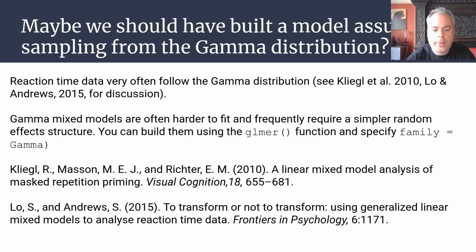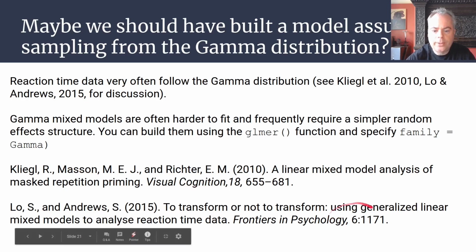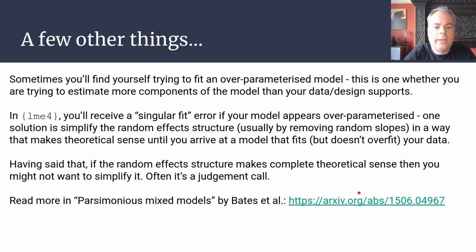There are a couple of great papers I'd recommend you have a look at if you're interested in understanding a bit more about why we should be using, say, the gamma distribution for reaction time data rather than log transforming our data. This one down here, the Frontiers in Psychology one, goes into that in quite a lot of detail.